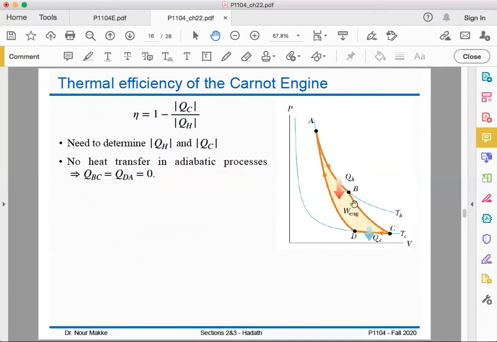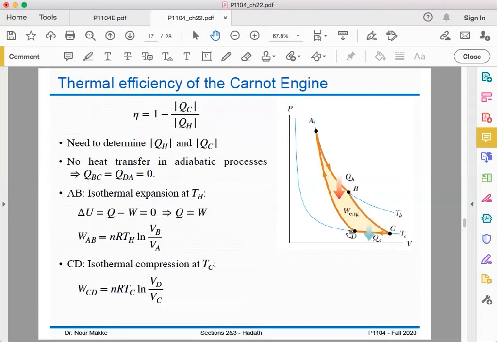So let's start first with BC and DA. These processes are adiabatic: from B to C going from TH to TC, and then back from TC to TH from D to A. Those 2 processes are adiabatic, and we know that in an adiabatic process there is no heat transfer, which means that QBC is equal to QDA is equal to 0. There is no heat transfer in these processes. So we have to look at AB and CD.